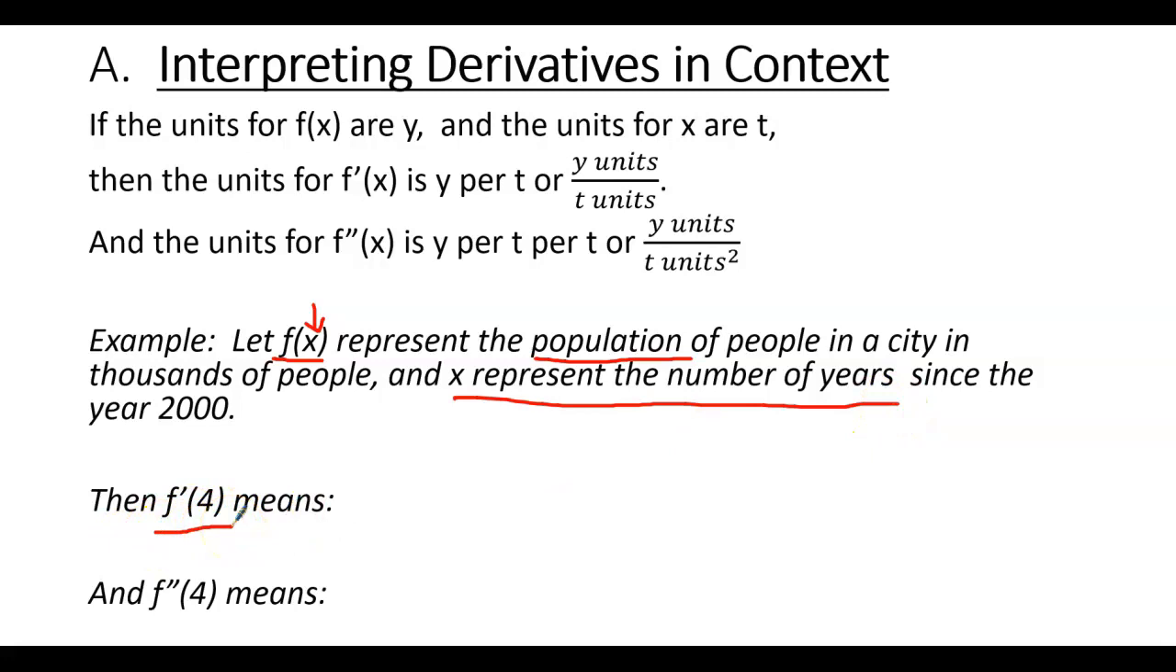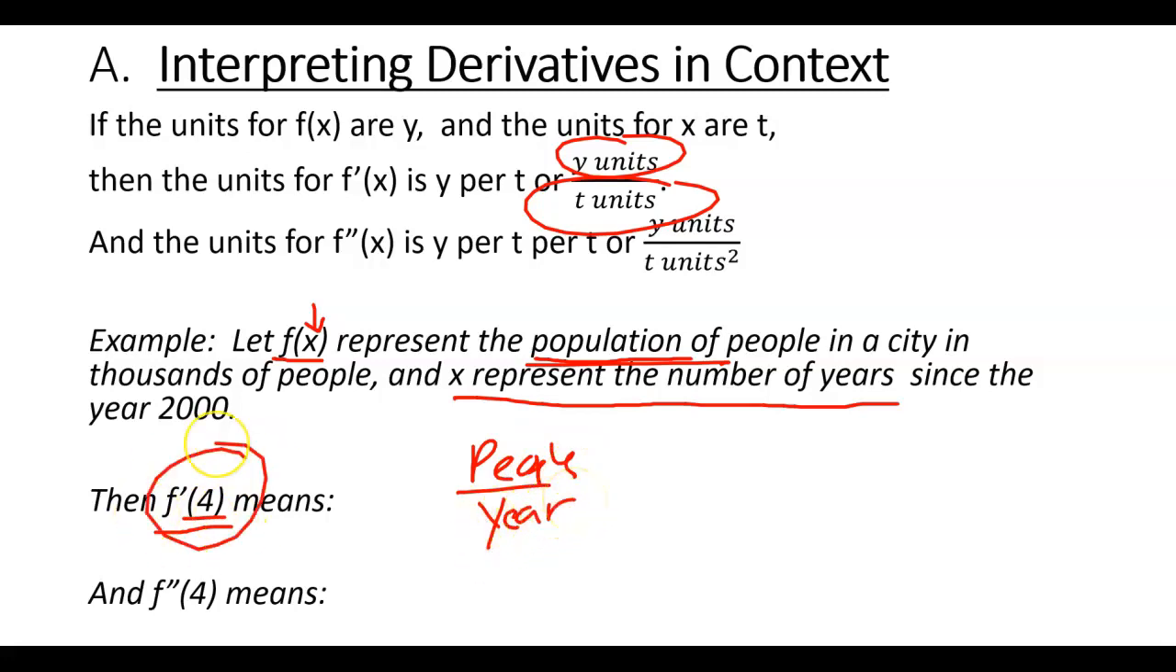F prime of 4, well, I already know what the units are going to be. It's the output units over the input unit. So the output unit is the population. So this means there's going to be people. That's the population we're talking about. And then the input units is years. So in other words, people per year. So what does this mean? Since there's a 4 in there, that's in the place where the x is. So that's a time. That's the number of years.